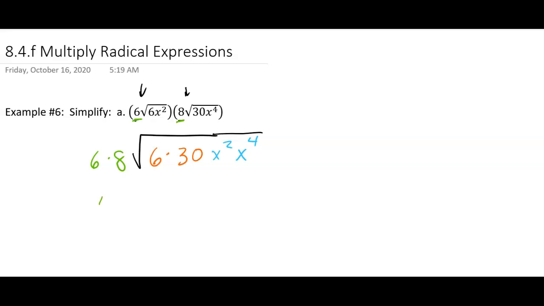6 times 8 is 48. We're not going to do anything with that 48 right now. It just sits out there. And then this is what I was talking about. If you want to multiply 6 times 30 and make it 180, that's fine. And then you'd have x to the 6th power. Remember, when you have x squared times x to the 4th, you add that. 2 plus 4. So x to the 2 plus 4.